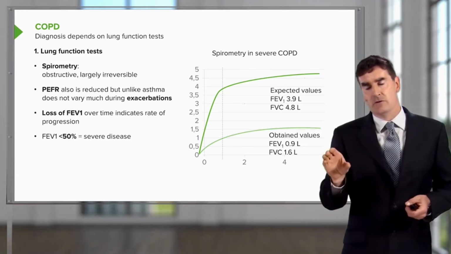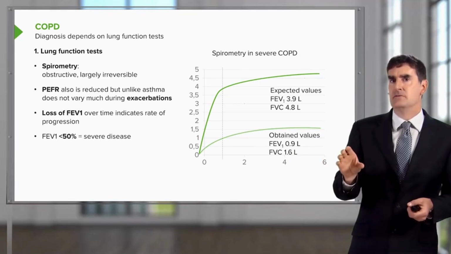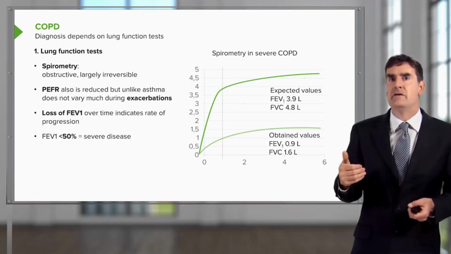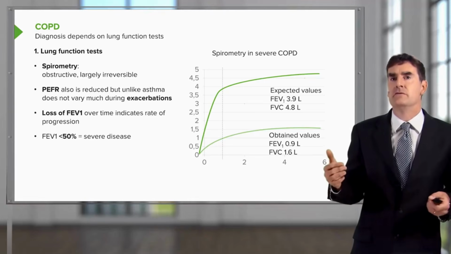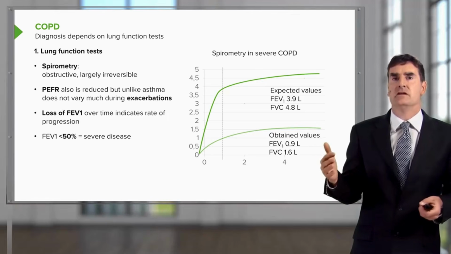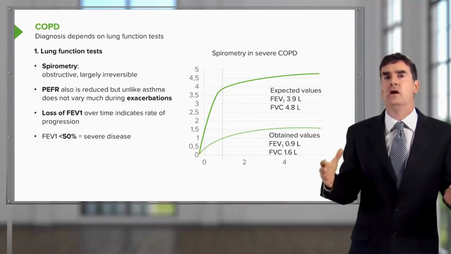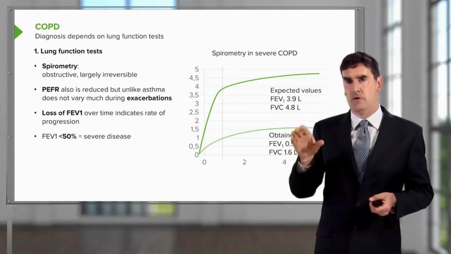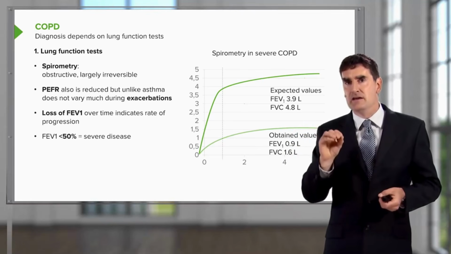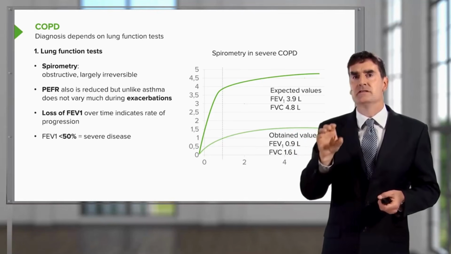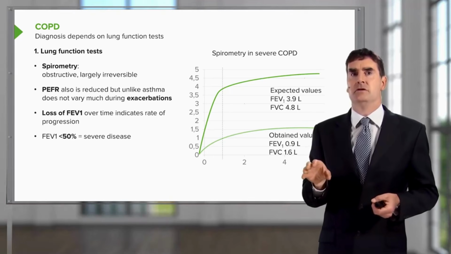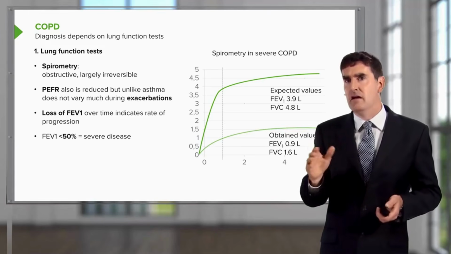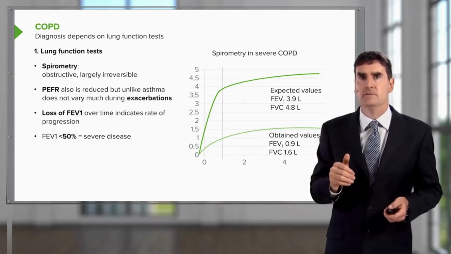The peak flow records are not so useful in patients with COPD as they are of asthma, because the peak flow does not vary as much and therefore is not a useful way of analyzing whether the patient is having an exacerbation or is deteriorating in some way. A very important point, which follows from the slides that we discussed earlier, is that the FEV1 over time tells you how the patient is doing. And if the patient has an FEV1 less than 50%, that's probably severe COPD.